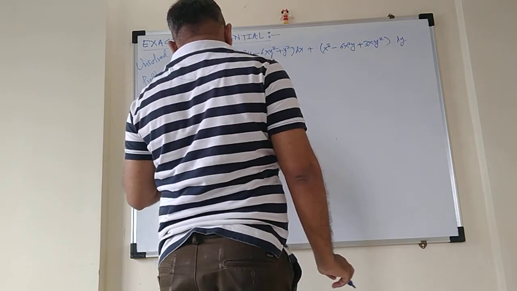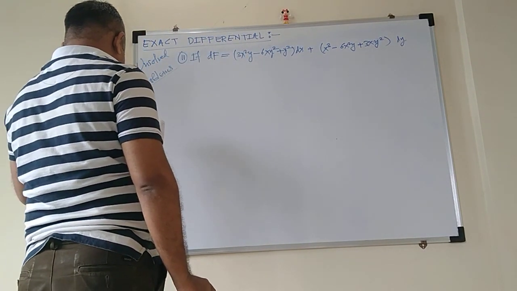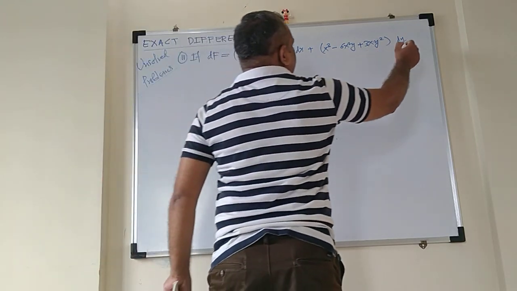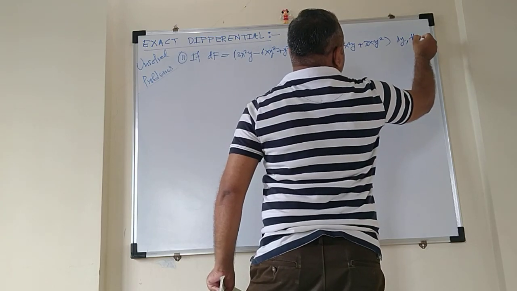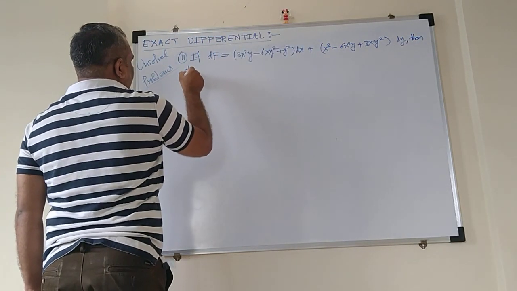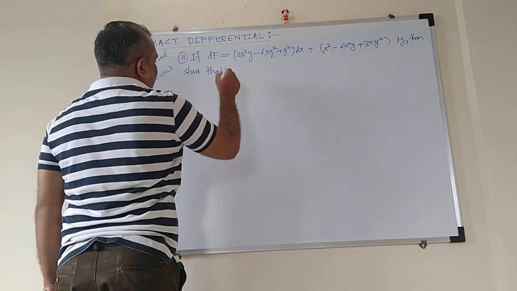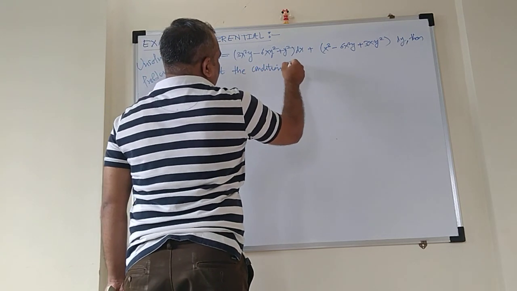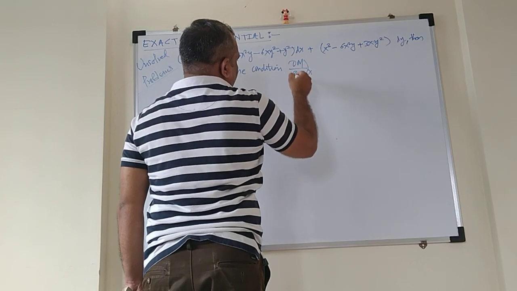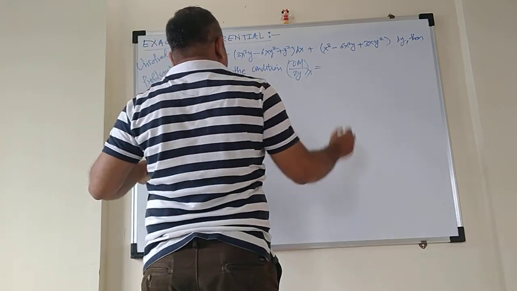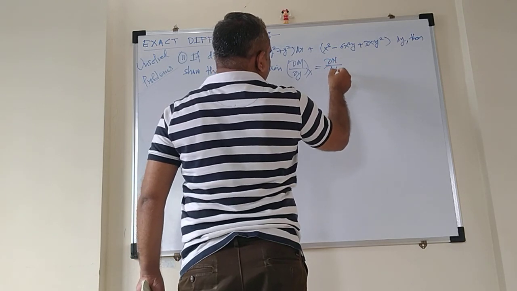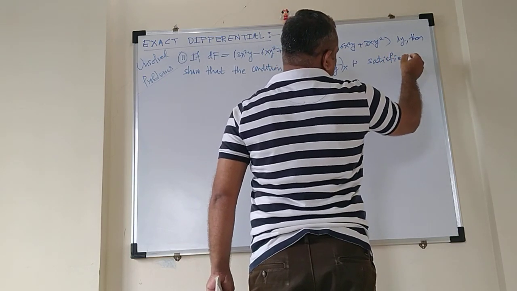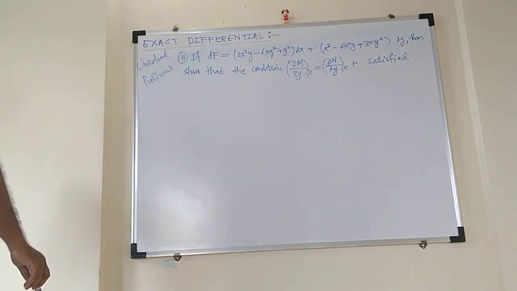Then show that the condition of dou m by dou y when x is constant is equals to dou n by dou x when y is constant is satisfied. This we have to prove.